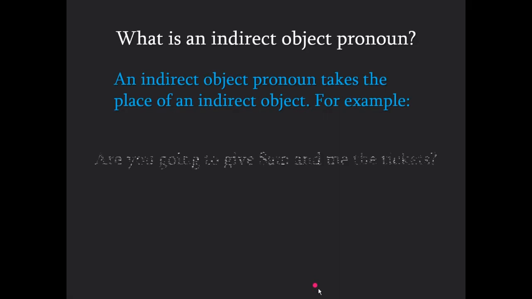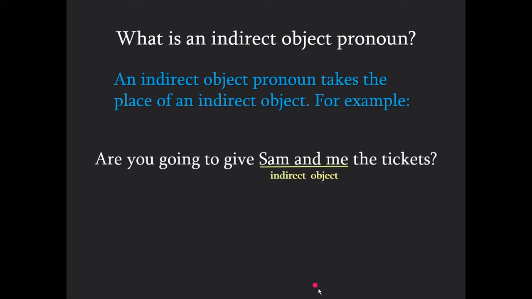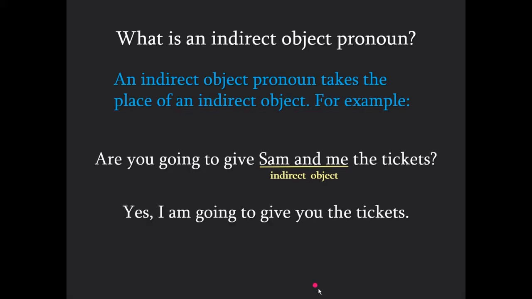Let's look at another example. Are you going to give Sam and me the tickets? Well, you can probably guess right away that Sam and me is going to be the indirect object. What's being given? The tickets, so they're the direct object. To whom are they being given? To Sam and me. And so Sam and me, we are the indirect object.